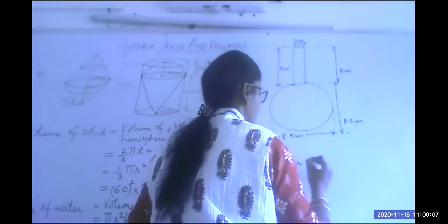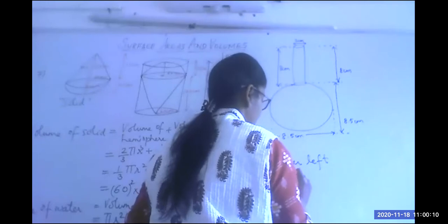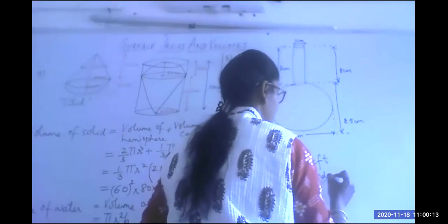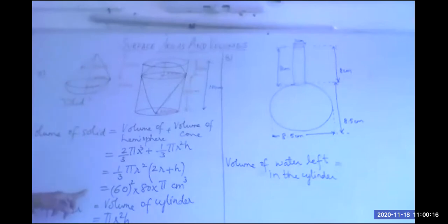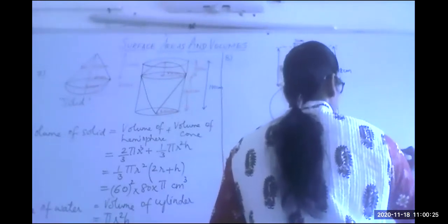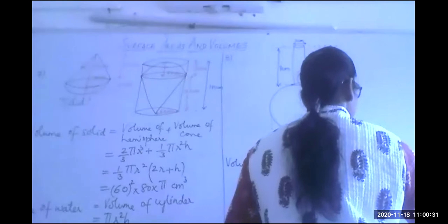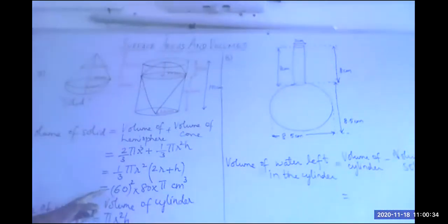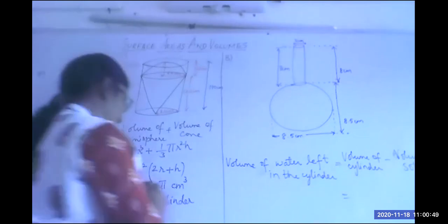Volume of water left in the cylinder. How do I find this? From the entire water in the cylinder, I have to subtract the volume of the solid. So this will be the volume of the cylinder where the water is filled minus the volume of the solid. So you need to subtract these two. That's exactly why I kept some of the factors as they are, because there are some common factors between them which you don't have to multiply twice. Can you see the 60 square pi is common in both these volumes? So the 60 square pi can be kept common.